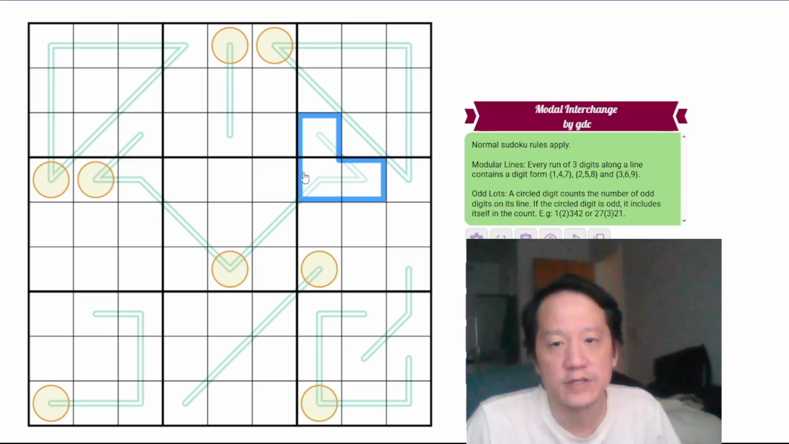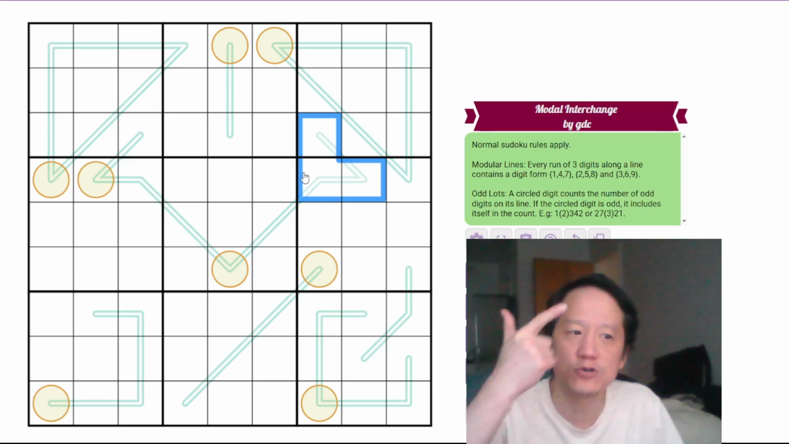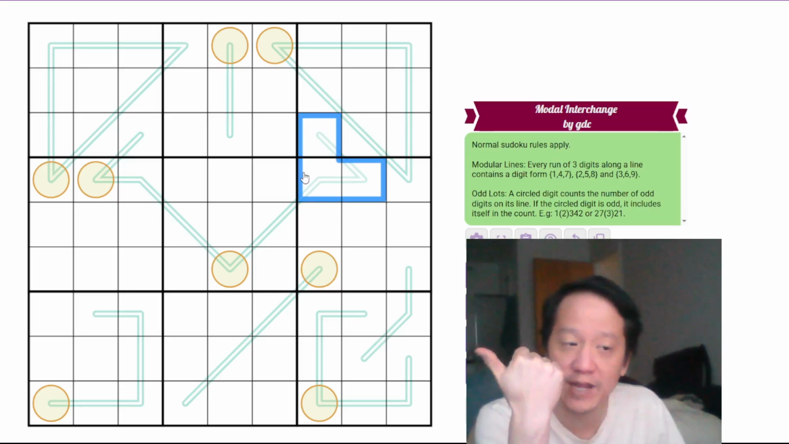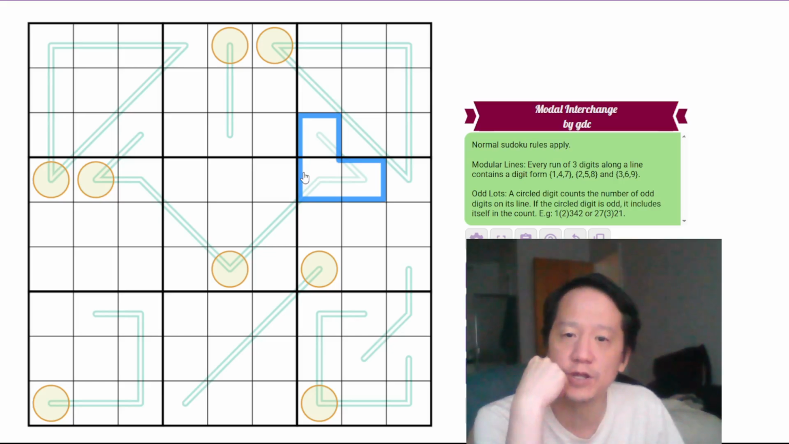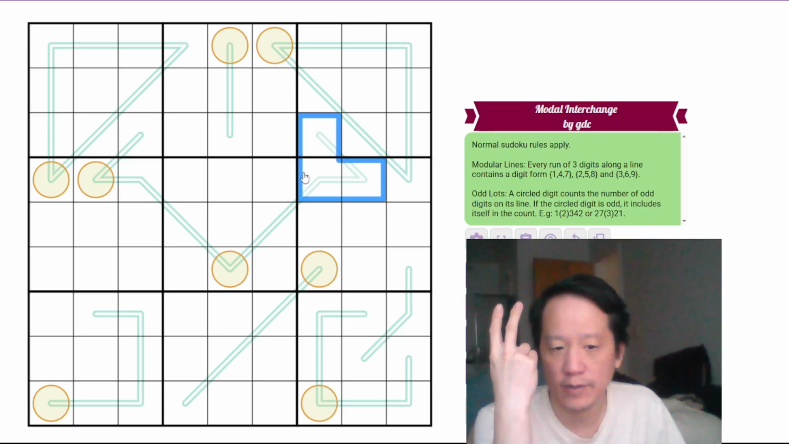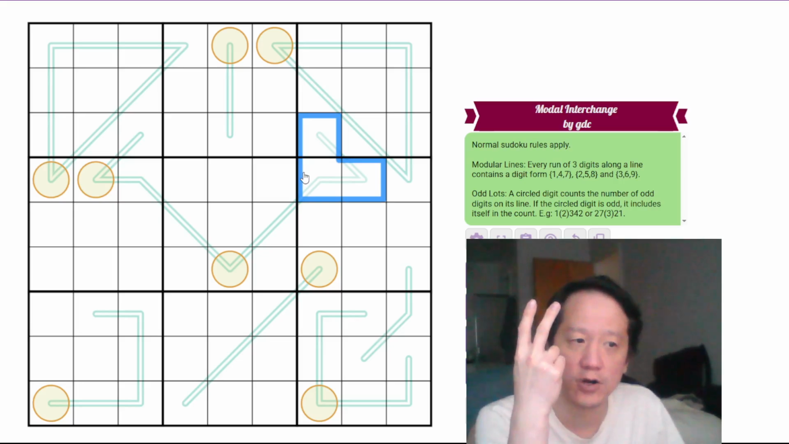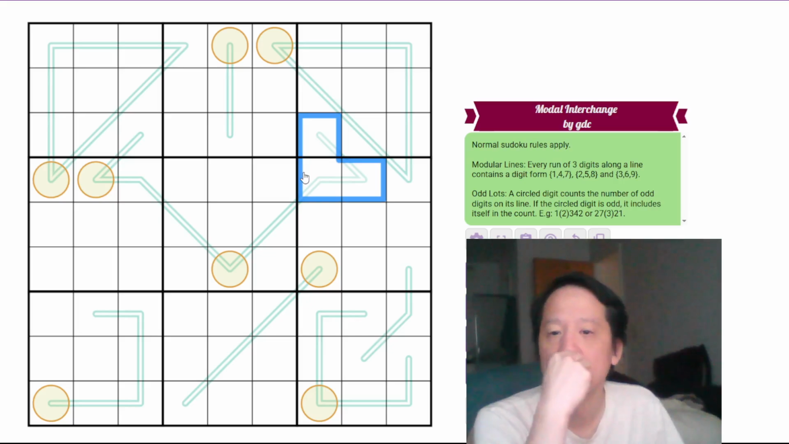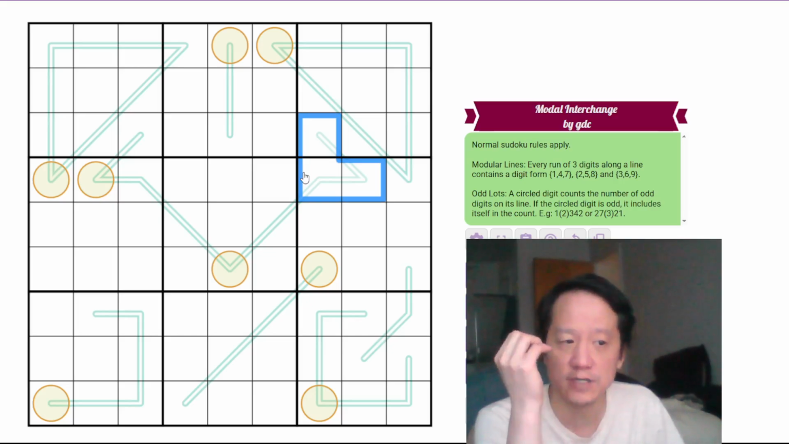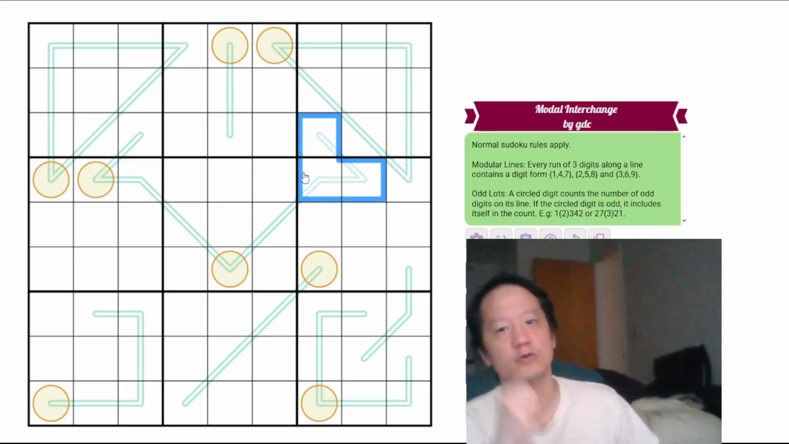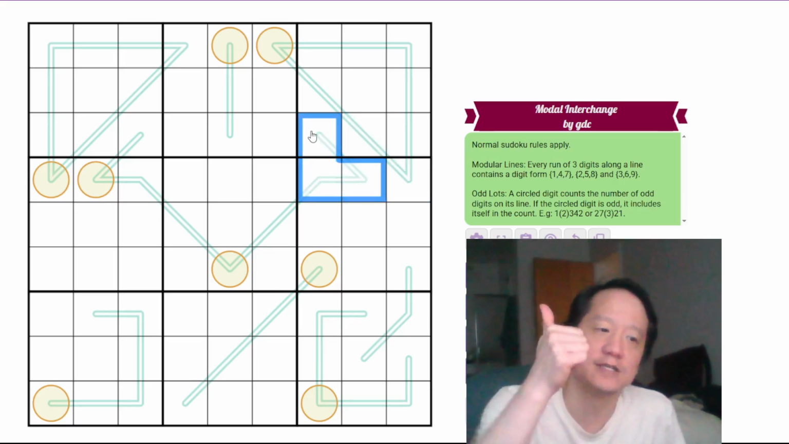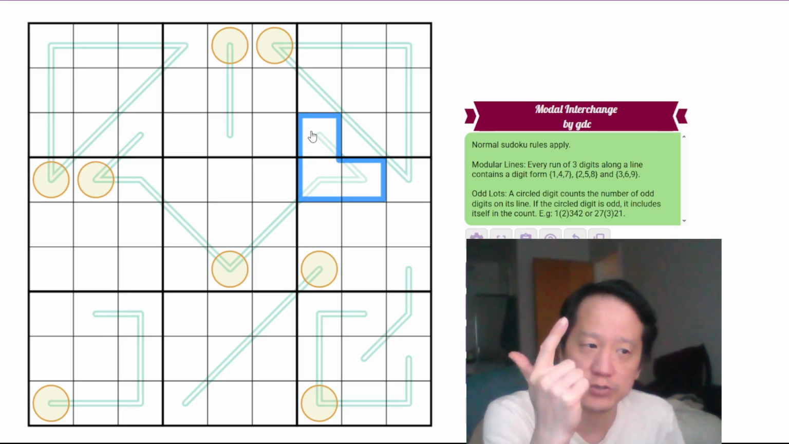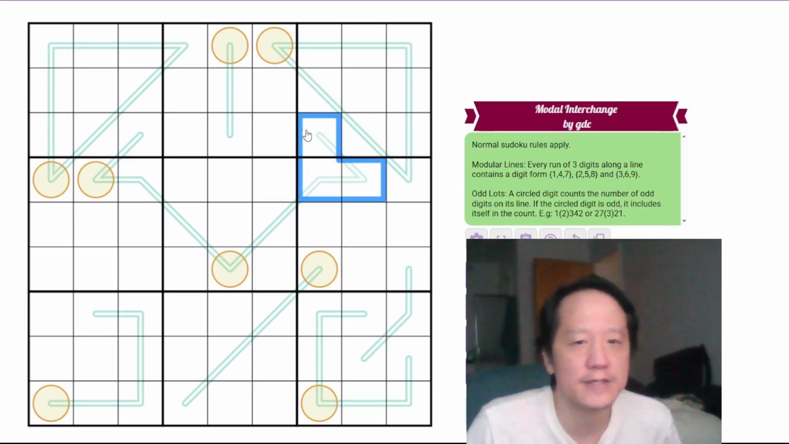The thing is, though, these also form modulo series if you divide by 3, right? So if you divide 1, 4, 7 by 3, you get a remainder of 1, which means that it's 1 modulo 3. If you divide 2, 5, and 8 by 3, you get a remainder of 2 for each of them, which means all of them are essentially 2 mod 3. And if you divide 3, 6, or 9 by 3, you get a remainder of 0, which means that it's 0 mod 3. So every 3 digits on a modular line must contain one from 1 modulo 3, 2 modulo 3, and 0 modulo 3. And that's how modular lines work.